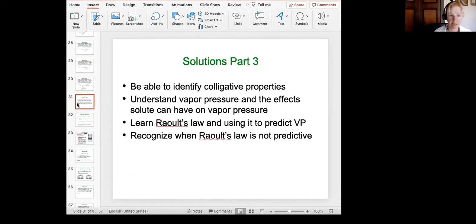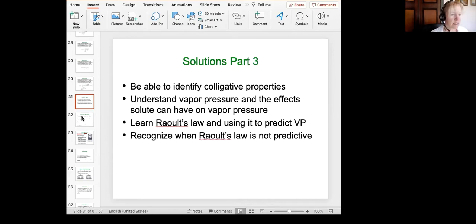We're going to be able to identify colligative properties, what they are, and understand vapor pressure. We're going to deal with one particular colligative property today, vapor pressure, and the effects that solutes have on vapor pressure. We're going to learn a new law, Raoult's law, and use it to predict the vapor pressure of a solution. We're also going to recognize the conditions under which that law is not predictive. So Raoult's law is not always predictive. That's our goal for today.